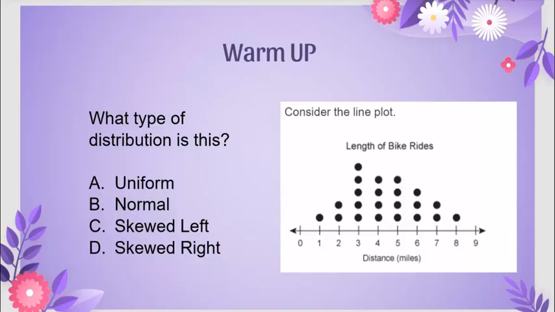Alright, if you picked B, normal distribution, you are absolutely correct. B is the correct answer. You can see that the distribution is like a bell curve with equal amounts of data on both sides of the measures of center. In the middle, 50%.